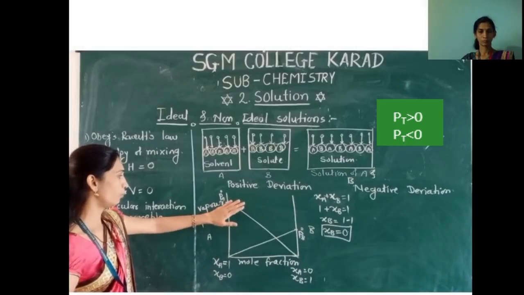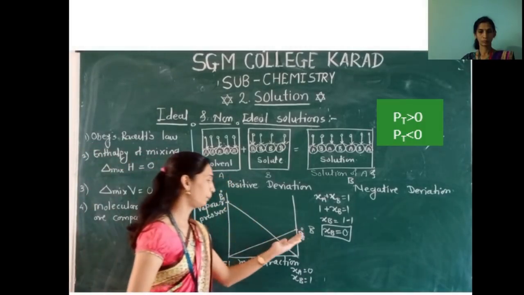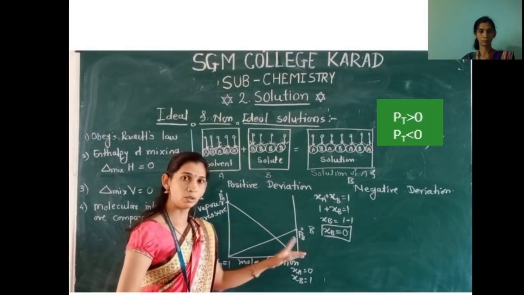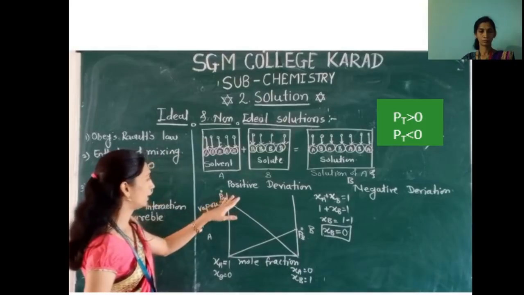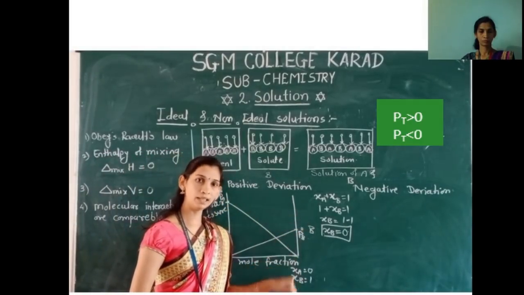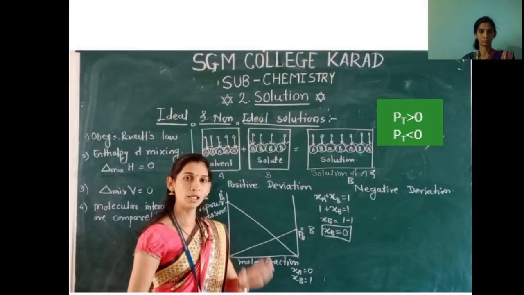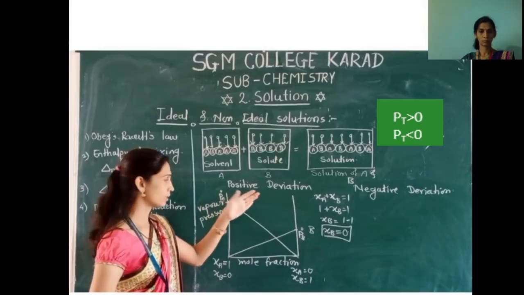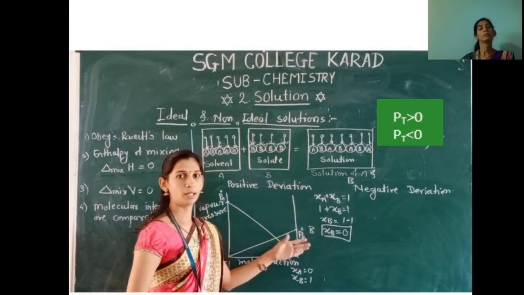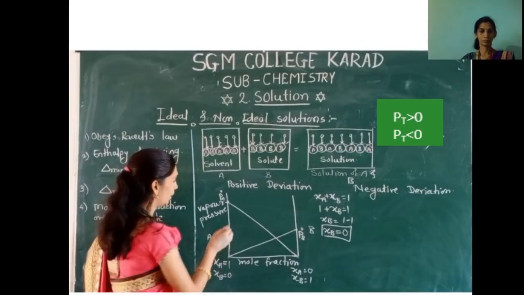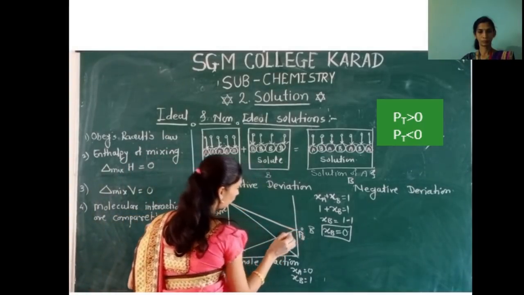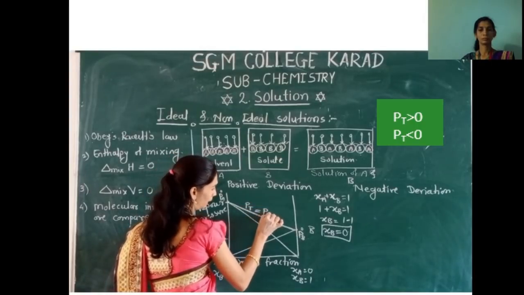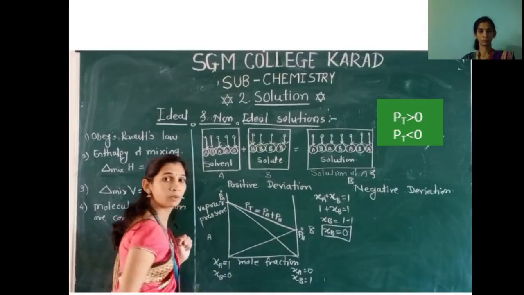There is a question, why do we write PA at the upper side and PB at the lower side? No matter where they are present. The liquid which is more volatile, we write at the upper part, and the less volatile one on the lower. The more volatile liquid has higher vapor pressure, and the less volatile liquid has lower vapor pressure. Joining these P naught A and P naught B, our PT is equal to PA plus PB.